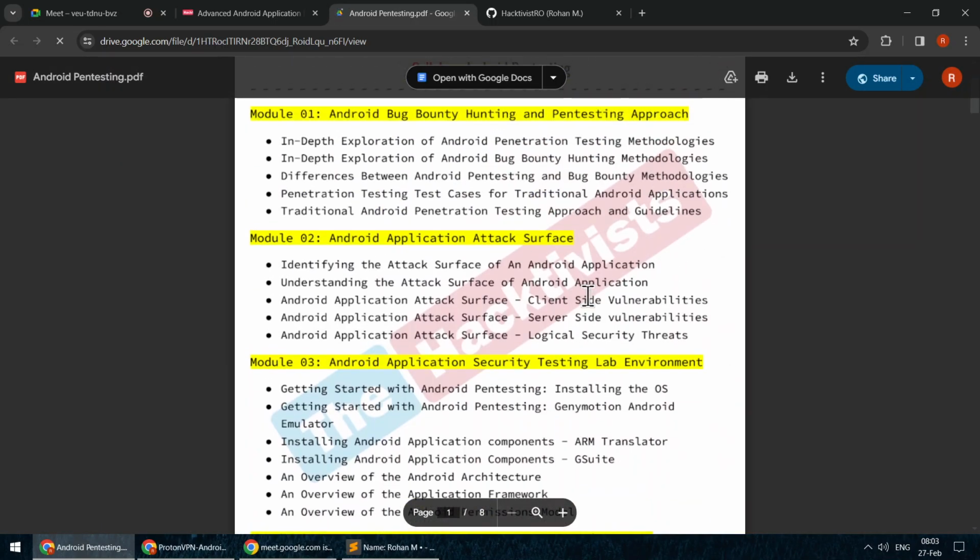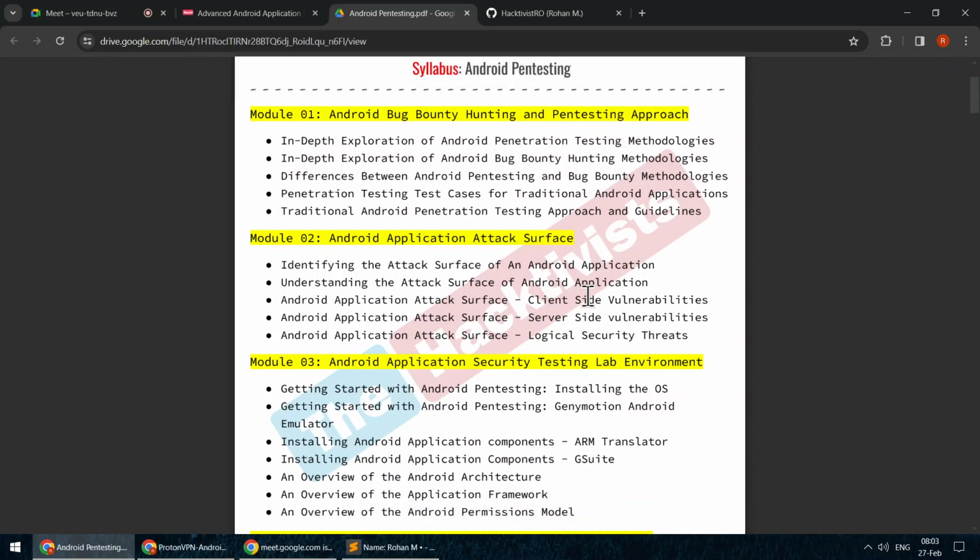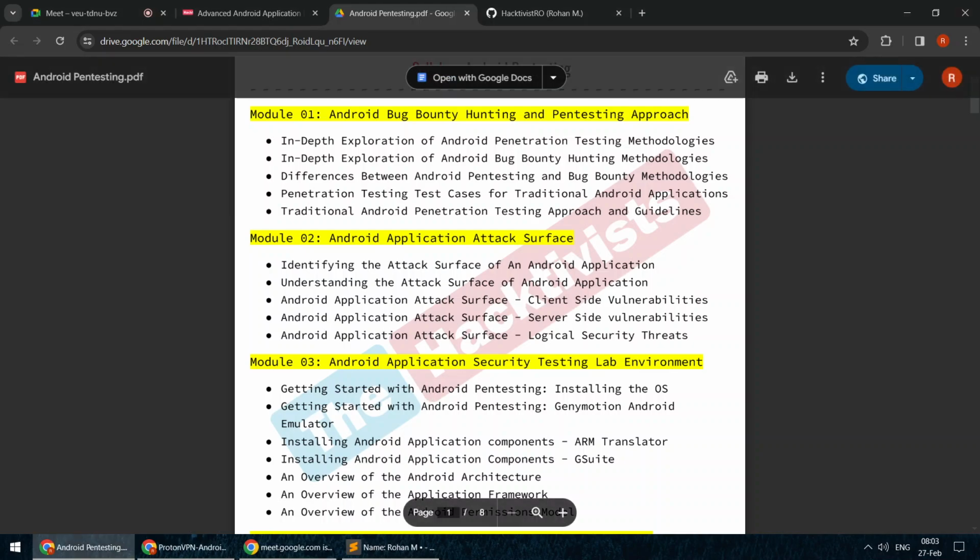What were we discussing in the previous session? So we had a recap of the first and second class. The first class was around Android pen testing approach, and the second class was about Android bug bounty hunting, and basically the differences between them, their suitability, and which is suitable in what aspect.